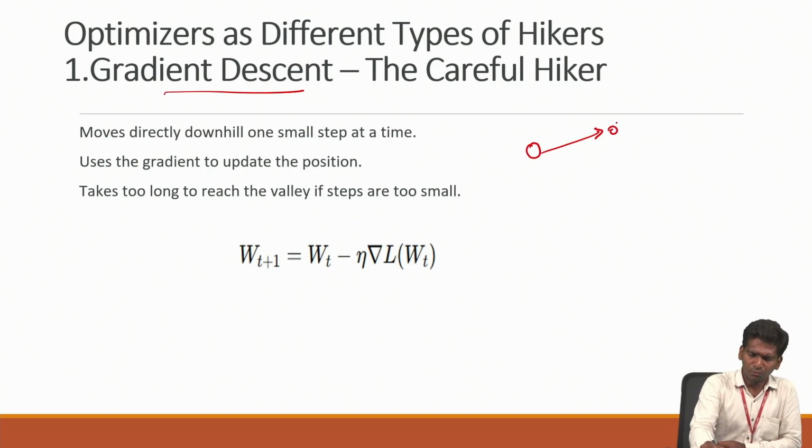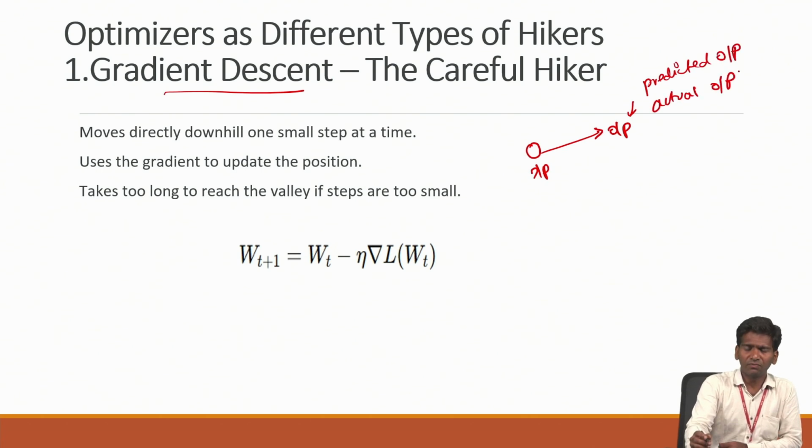Output, input, output. In between we'll have hidden layers. We'll apply activation function and bias, all those things will be applied to get an output. If this output is not accurate to the expected output, that means the predicted output is not according to the actual output. In that case, we'll try to modify the weights.